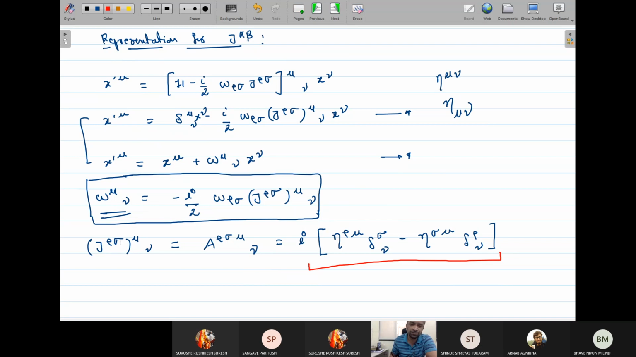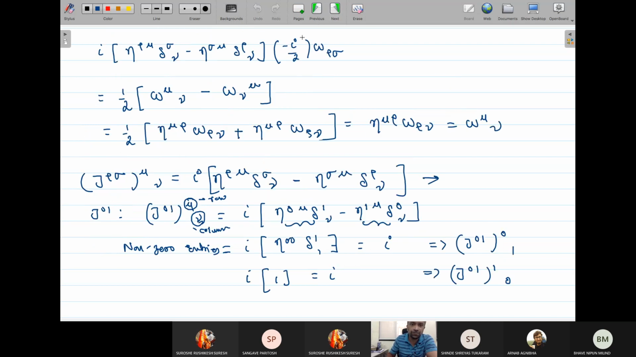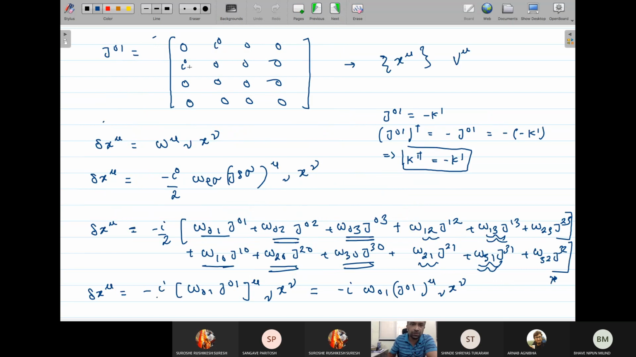So here, for example, J01 is this matrix. Similarly, you can write expressions for J02, J03, etc. Now you can use these matrices to verify the consistency with our previous result. Our starting point, special relativity. You consider the boost along the x direction, and you consider the infinitesimal boost.